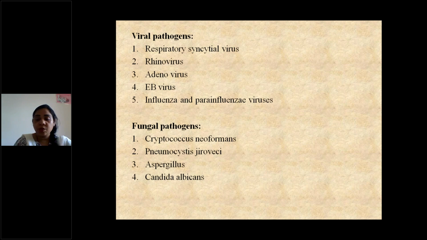Next one, fungal pathogens. Cryptococcus, Pneumocystis jirovecii, Aspergillus, and Candida albicans.